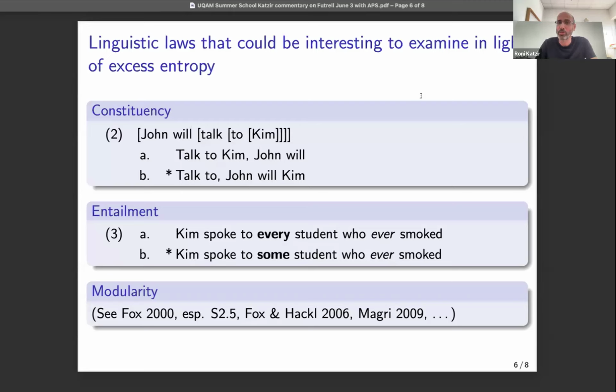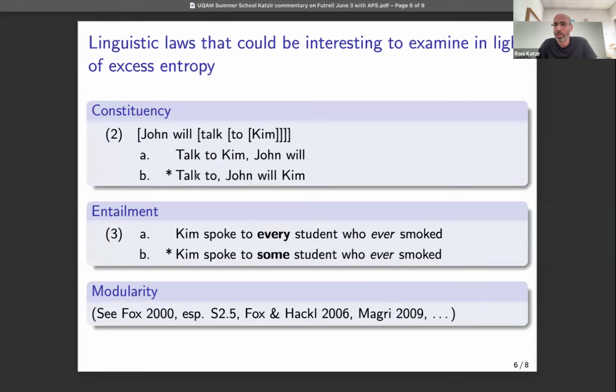It strikes me as not entirely trivial, because with "talk to" these two elements are very well correlated, whereas with "to Kim" much less so. So I'm not sure this will work out, but I think it'll be interesting to check that.